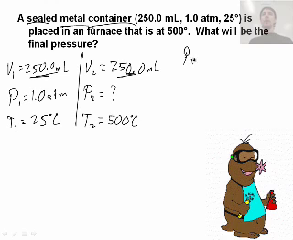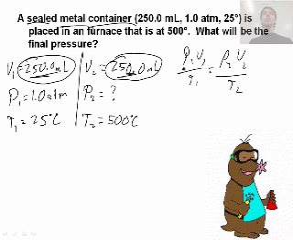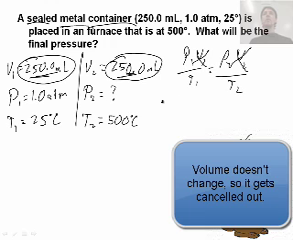So again, P1 V1 over T1 equals P2 V2 over T2. No mention of moles, so we're not going to do that. Now, the volume is the same, 250 milliliters on both sides. We can ignore volume because it did not change. So we're left with P1 over T1 equals P2 over T2, a gas law that we've used before.